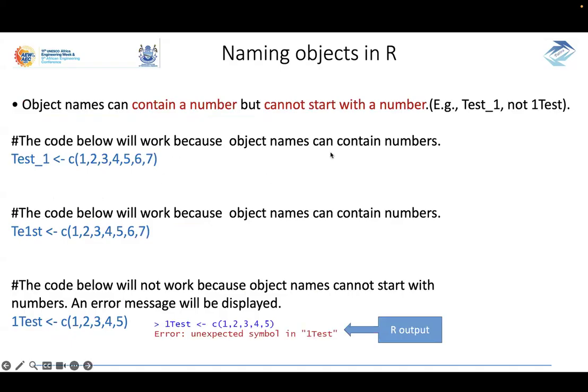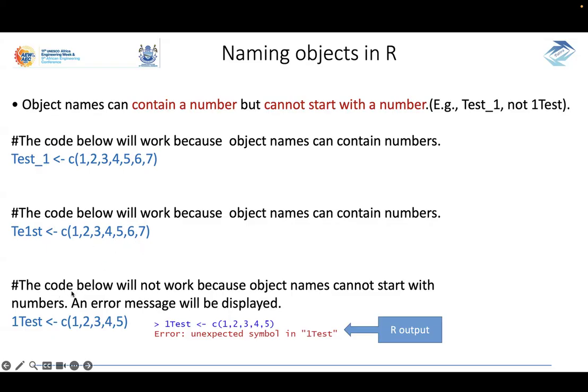So for example, here we have test underscore one. That will work if you name your object like that. But if you put one and then test, it will not work. So this is an example. We're putting 1 to 7 in the test underscore one. If you type it, you get one. Again, we are putting the same, but now we have a number as part of our object. This will work because this number is not at the beginning.